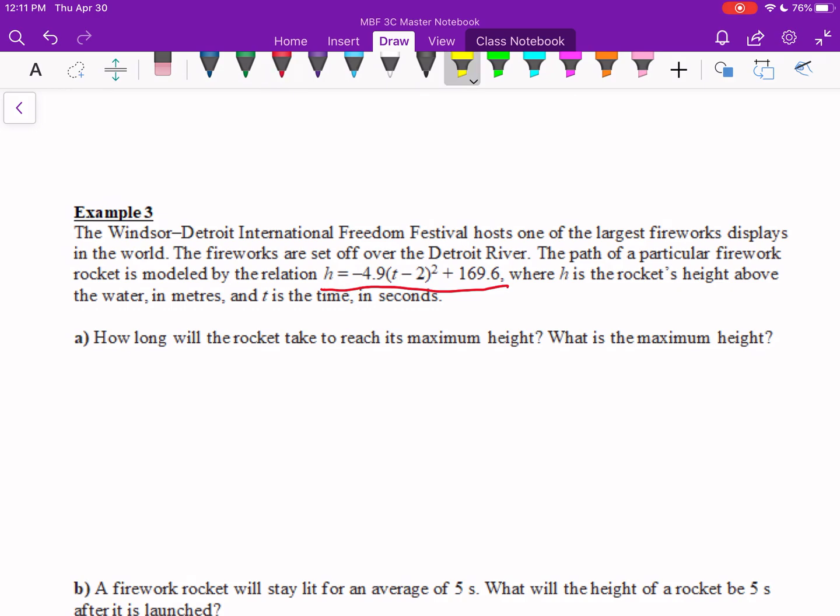Now in my last lesson I used yellow to highlight my a value and green to highlight my h value and orange to highlight my k value. So I'm going to stick with that because that just helps me visualize what's going on. By looking at the a value, it's negative, it's opening downwards, which makes sense. Anything that goes up in the air and has gravity working on it is going to be an upside down parabola. So that makes sense to have the negative a value. And I can even just look at this and say, well, the vertex must be at 2 and 169.6.